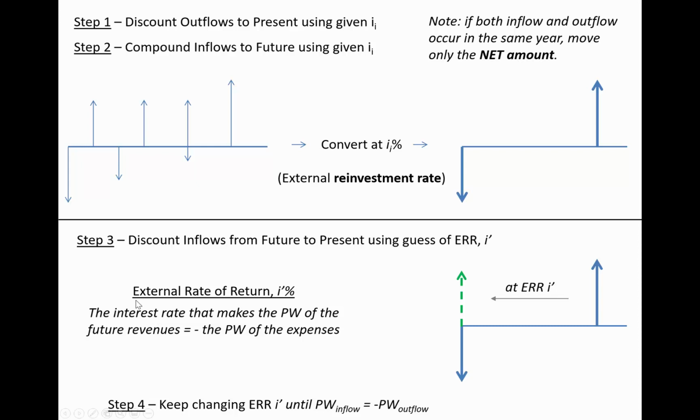But the definition of the external rate of return is it's the interest rate that makes the present worth of the future revenues equal to the minus of the present worth of the expenses. So it's a weighted average. I'll let that sink in. I'm dropping knowledge here. The external rate of return is a weighted average. And what it averages is two things. It averages the rate that your project is generating revenue, and then it also takes into account the rate that your revenue is earning when it goes to some external account. So both of those factors are taken into account.